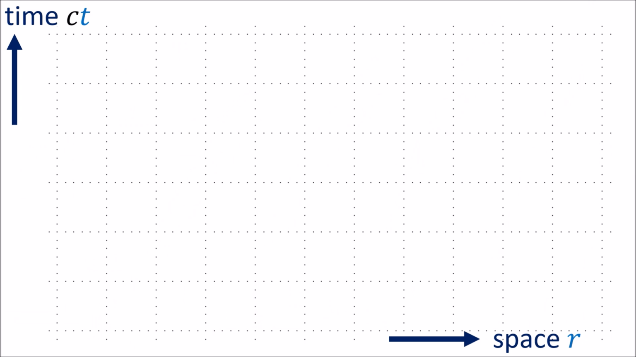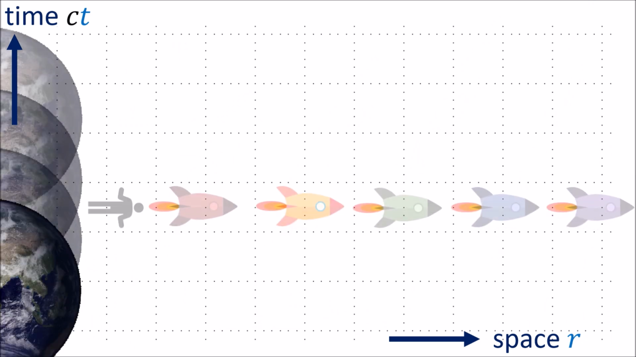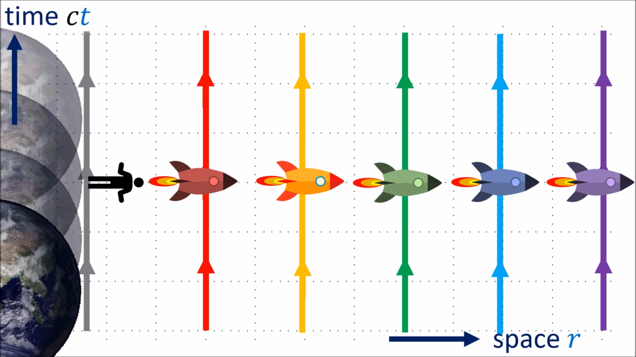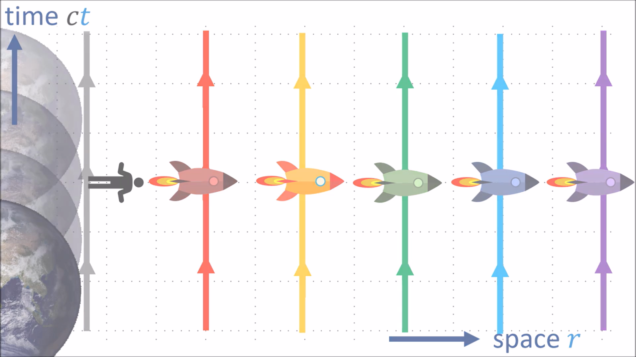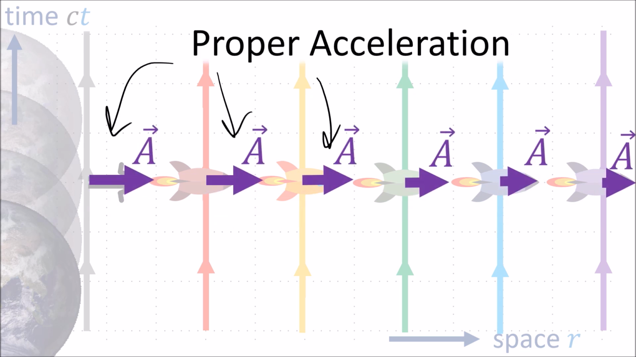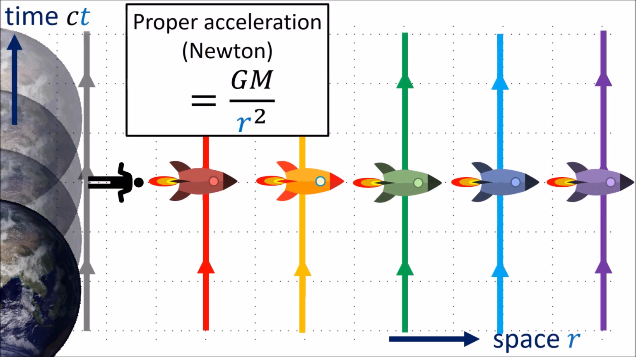Now, how does this compare to the case of a line of spaceships firing their rockets above a planet so that each one maintains a constant height above the planet? Because the spaceships are firing their rockets to hold their positions, they will each measure a proper acceleration on their personal accelerometers. According to Newtonian gravity, each ship would measure a value of GM over r squared on their accelerometer, where M is the mass of the planet.